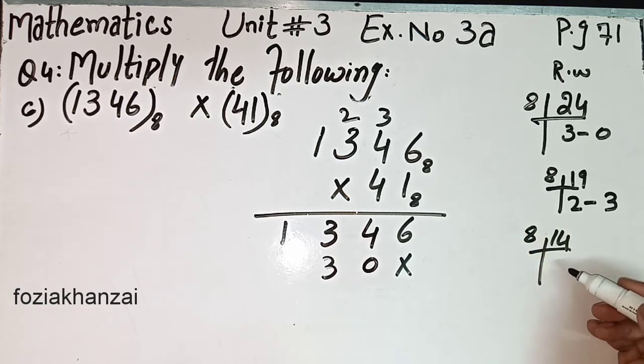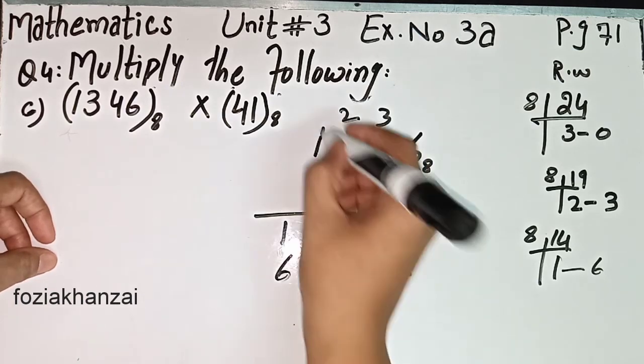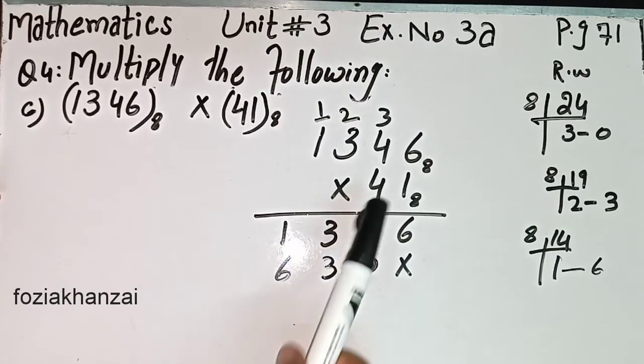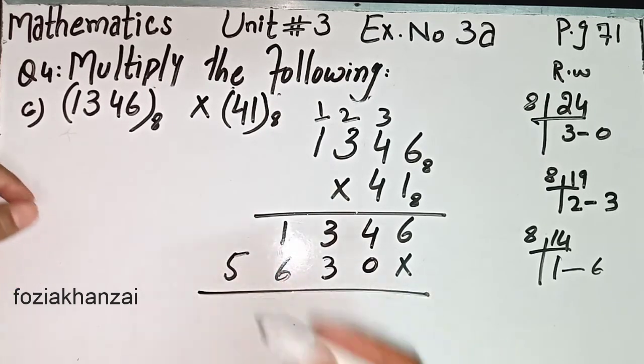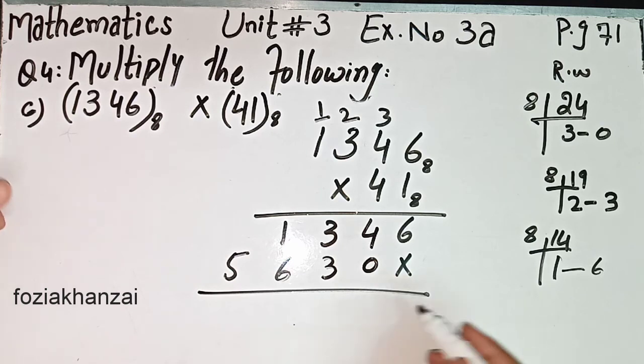8 1s are 8, 8 2s are 16. It's a bigger number. 8 1s are 8. Minus it. 8 after 8, 9, 10, 11, 12, 13, 14. It means 6 is left. So in base 8 system, 14 equal to 16. 6, 1 borrow. 4 1s are 4 plus 1, 5. 5 as it is copy down, it's less than 8.